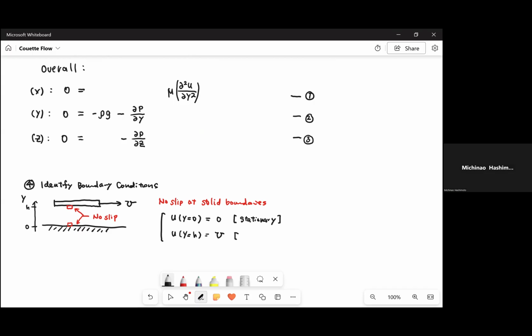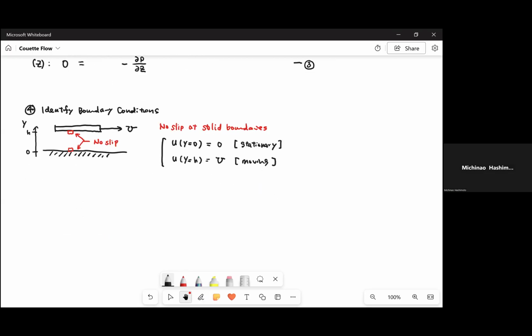And then this is the moving. Okay, but regardless, both of them are no slip conditions. Right. So this is great. We have identified the boundary conditions. So I think we are really ready to solve the Navier-Stokes equations for the first time, perhaps in your life.